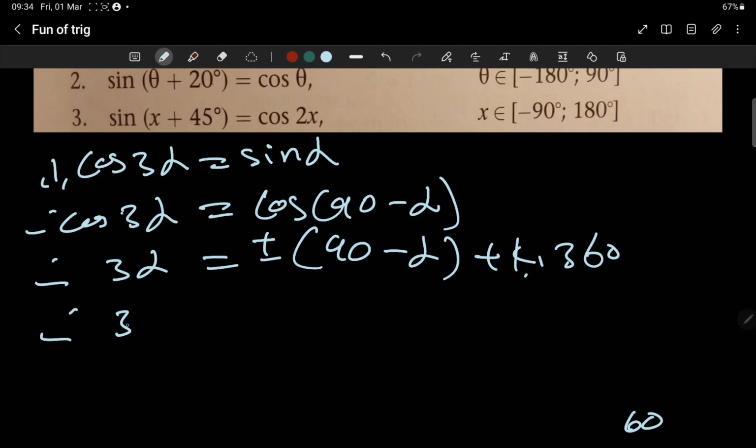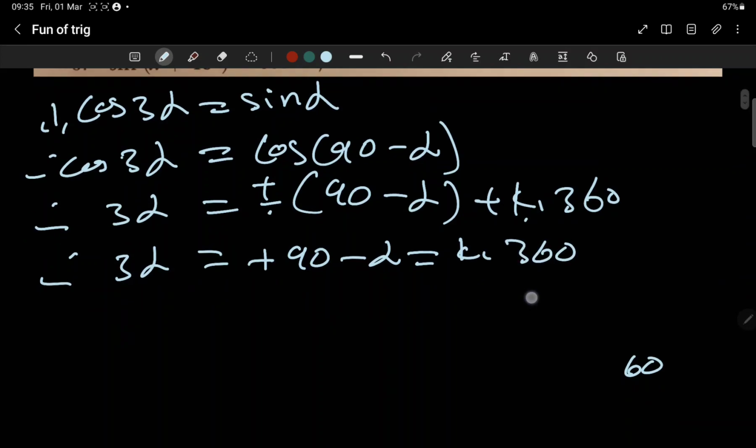We'll continue with 3 alpha. So this thing will have two solutions: one solution for the positive, the other for the negative. Let's start with the solution for the positive. So we'll have plus 90. Positive times negative is negative alpha, plus k 360. Therefore 3 alpha equals, sorry, so this is not equals to, it's plus, my focus.